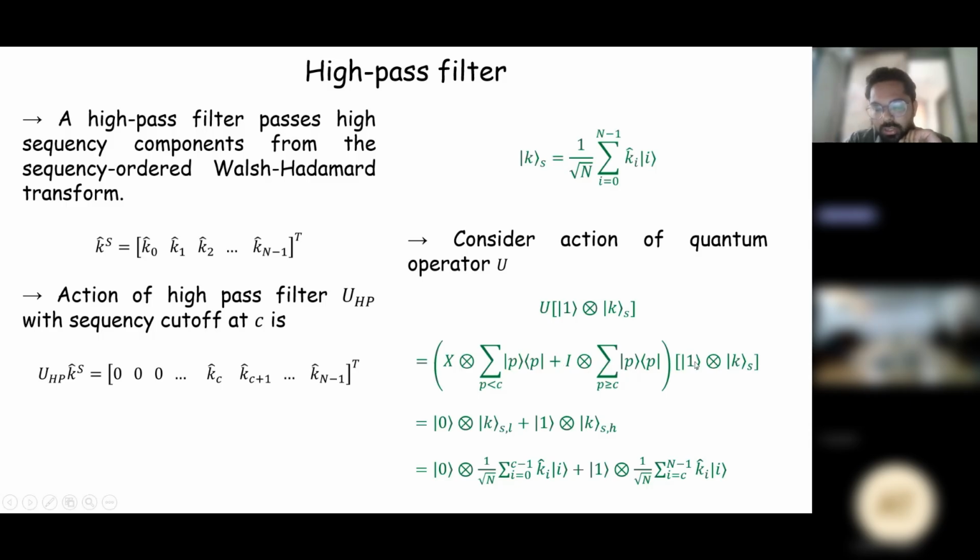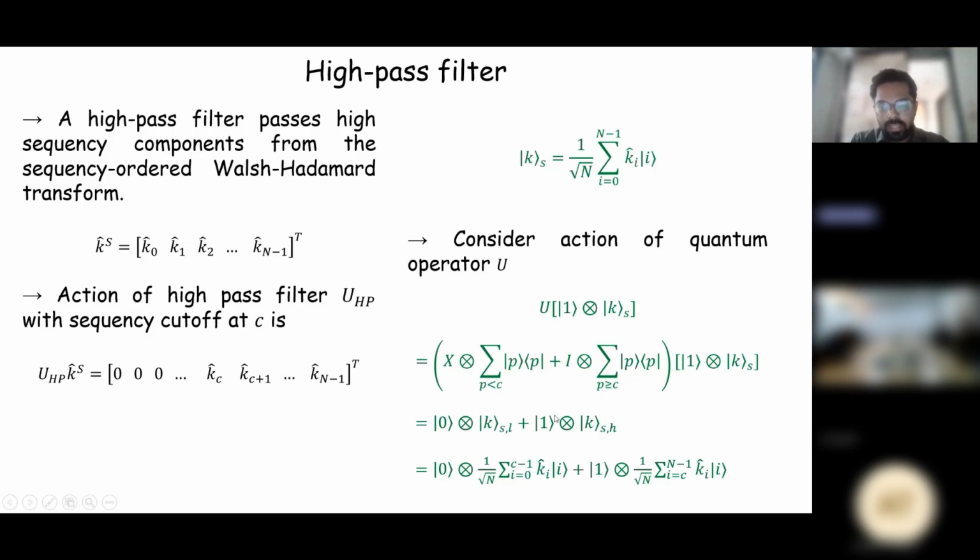And if I pass it through this, you can see it will retain the X gate will act on the first L components which were earlier described, and the rest of the components will just pass through. So with the sequency ordering, we have been able to separate out high frequency and low frequency components using this particular method.